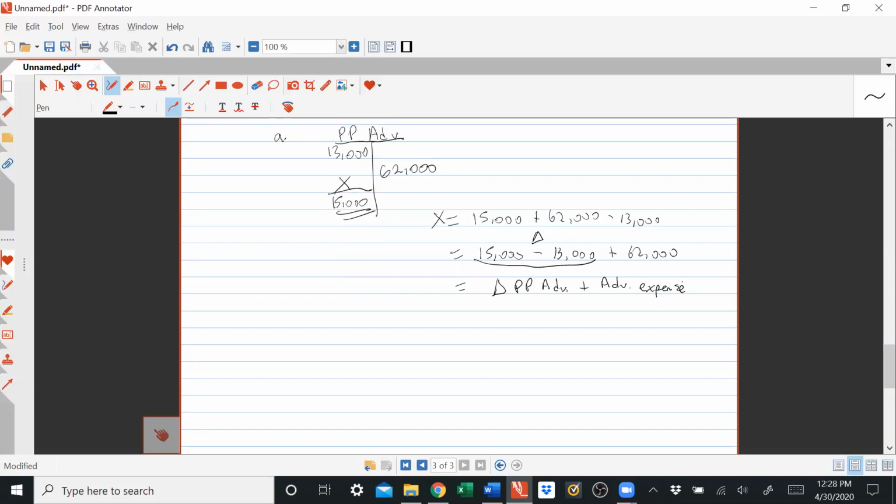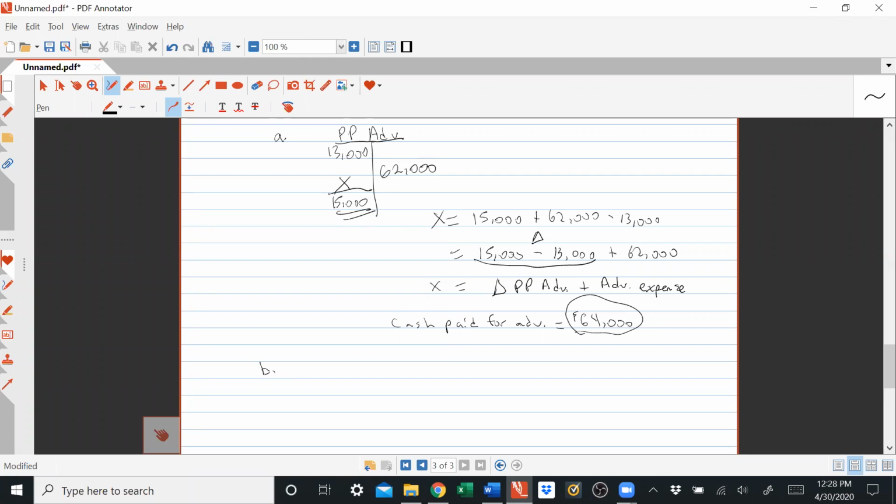So cash paid for advertising is the change in the prepaid advertising account plus the advertising expense. That's the formula. You can derive the formula yourself if you just set up the T account like this, whichever way you want to do it. I prefer doing the T account because everything makes sense. So 15 minus 13 is 2, plus 62. So they paid $64,000 this period for advertising.